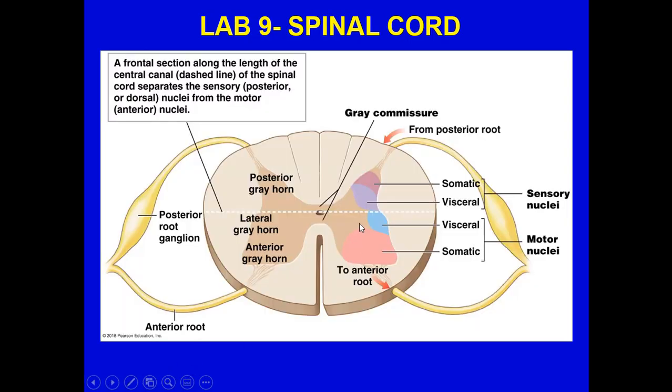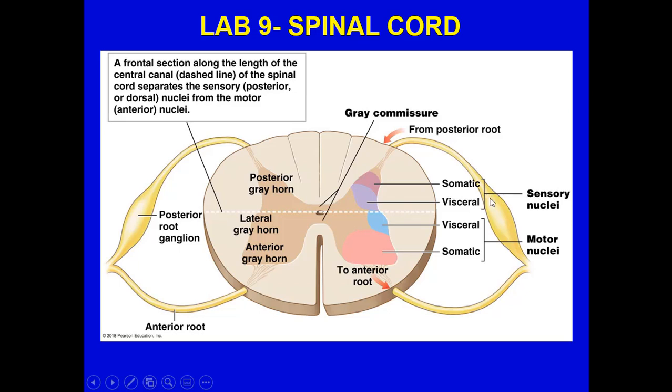As you can see here, here's our gray commissure, here's our central canal right there. Posterior gray horn, lateral gray horn, anterior gray horn. Now, we are also going to have to be aware that you're going to have sensory information coming in and also motor output coming out. We're going to talk all about that.